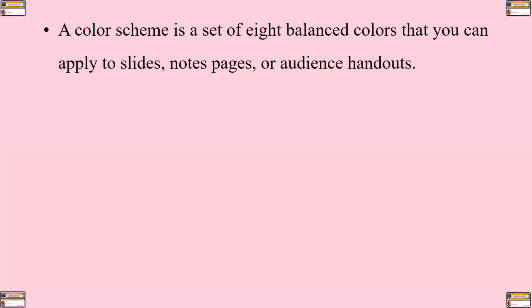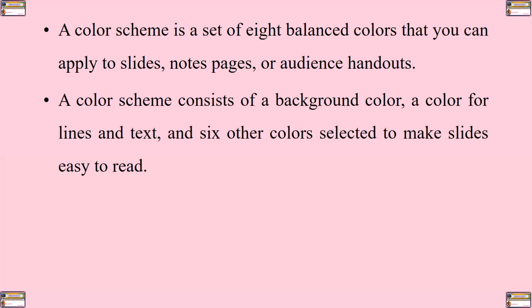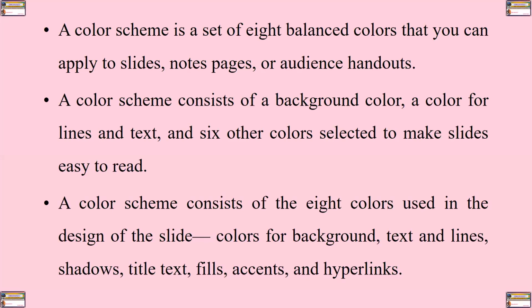A color scheme is a set of 8 balanced colors that you can apply to slides, notes pages, or audience handouts. A color scheme consists of a background color, a color for lines and text, and 6 other colors selected to make slides easy to read. That is colors for background, text and lines, shadows, title text, fills, accents, and hyperlinks.